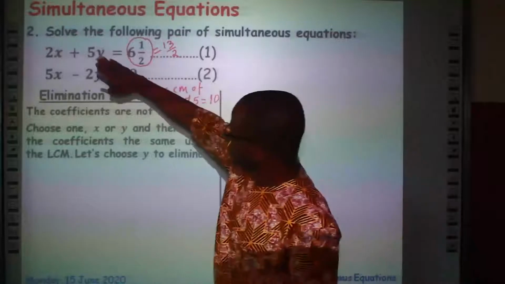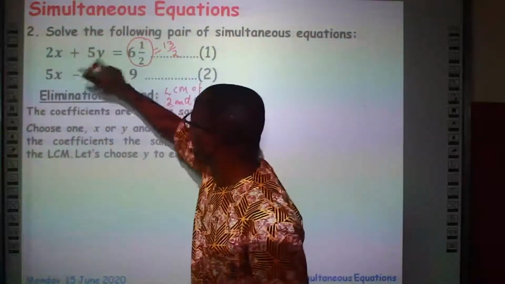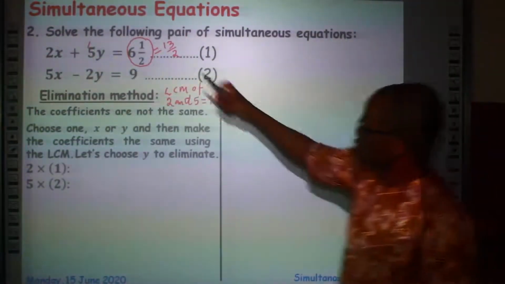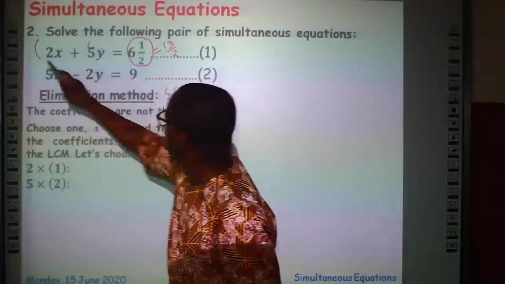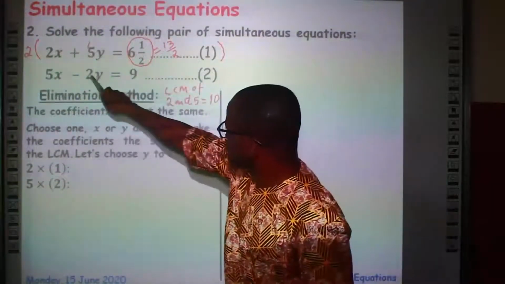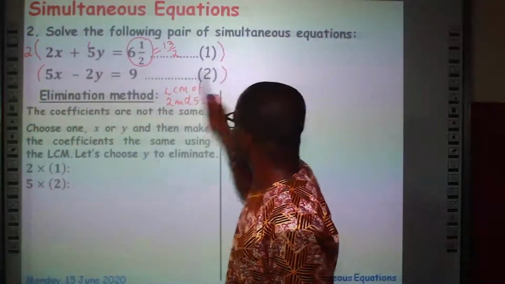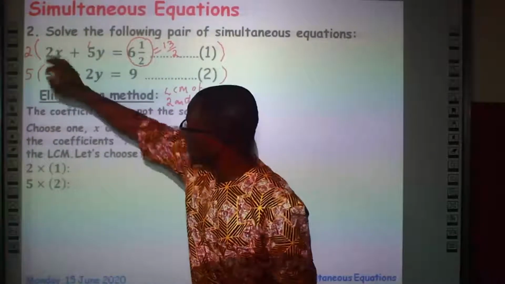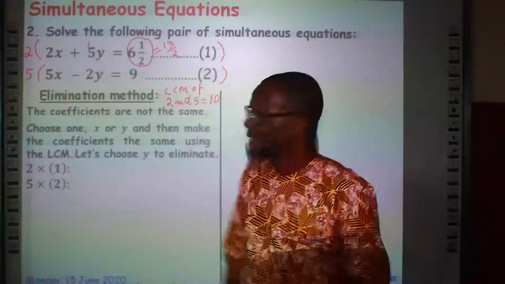And so what it means is we are going to multiply the whole of equation 1 by 2, because we already have 5 there. To get 10, which is the LCM, we'll multiply the whole of that by 2. And then you've got a 2 here. To get the LCM of 10, we'll multiply the whole of that by 5. And that's where the idea of 2 times the whole of equation 1 comes in, and then 5 times the whole of equation 2.